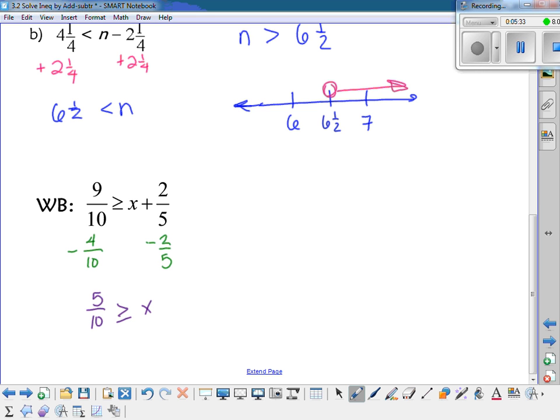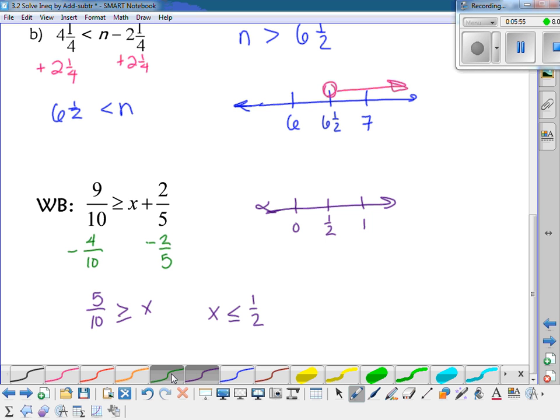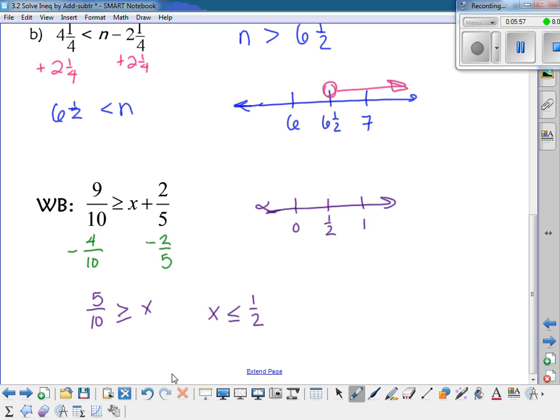And so I'm going to write it the other way around. X is less than or equal to, instead of 5/10, I can reduce that and make that 1/2. So x is less than or equal to 1/2 should have been what you got. And then when you graphed it on a number line, it would fall between 0 and 1. And because it's less than or equal to, we have a solid point here, and it's going to the left.